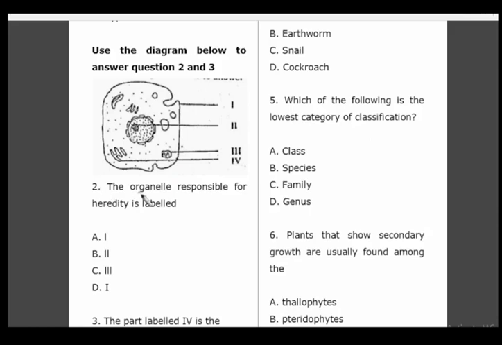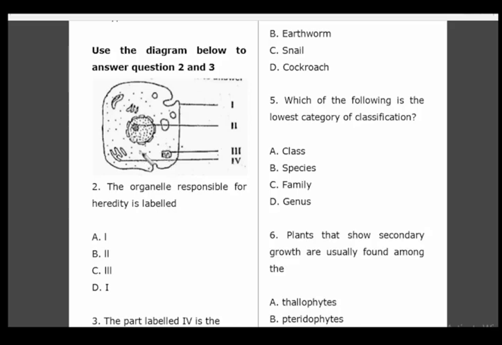So question 2 there says the organelle responsible for heredity is labeled. We have Roman numeral 1, Roman numeral 2, Roman numeral 3, Roman numeral 4. This is what the Roman numeral 1 is pointing to. Roman numeral 2 is pointing to this. Roman numeral 3 is pointing to this, and Roman numeral 4 is pointing to this. So it is asking us to identify the organelle responsible for heredity.